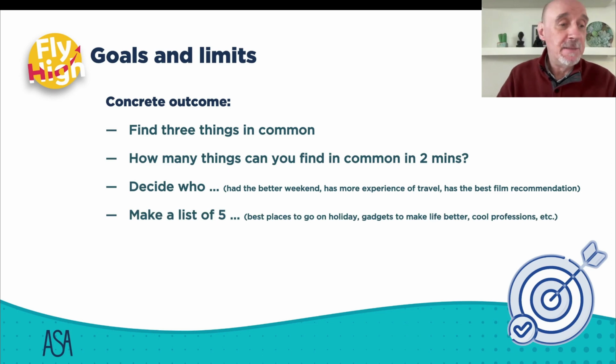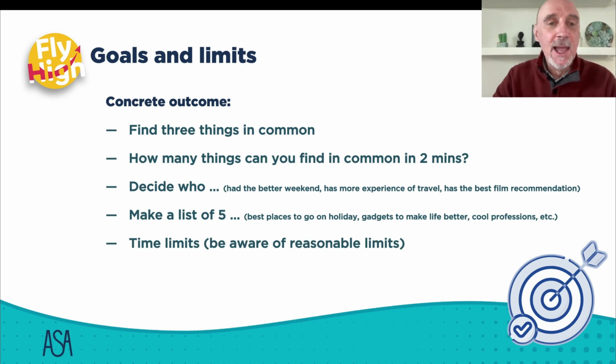Or you can actually make lists of things. Make a list of 5 or 6 or 2 or 3 or 10 places to go on holiday, gadgets that make your life better, professions you'd love to do, professions you'd hate to do. Giving that concrete aim and direction for the conversation really helps it flow and persist until they've reached that end point of the list, for example.